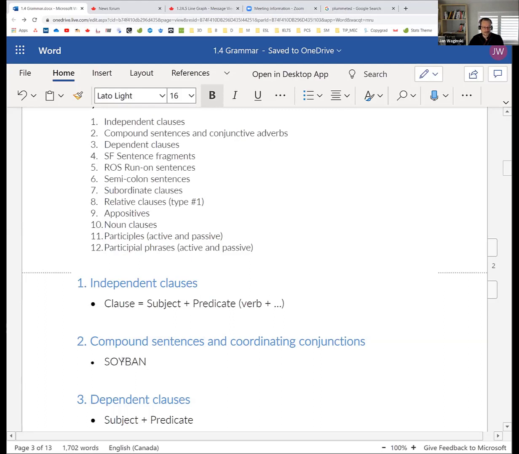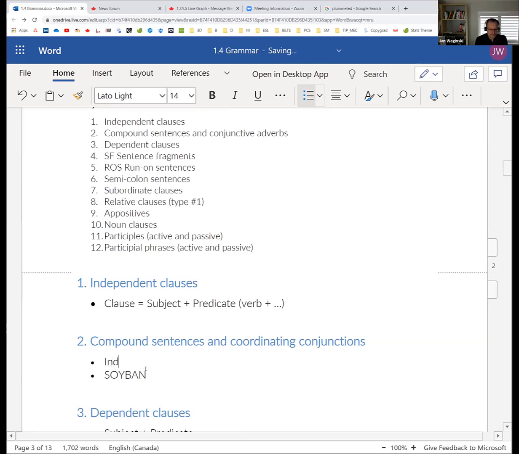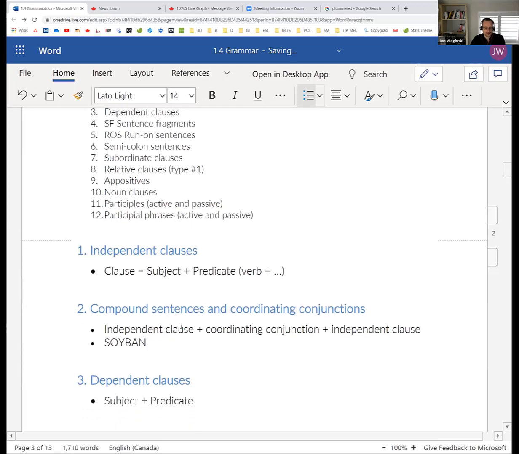How do you remember the coordinating conjunctions? By this acronym SOIBAN. So what does SOIBAN stand for? So, or yet, but and nor. Good. Yes. Very simple formula. So a dependent clause also has a subject and a predicate, just like an independent clause, but it's not a complete idea on its own.